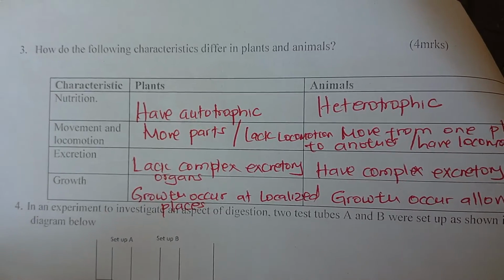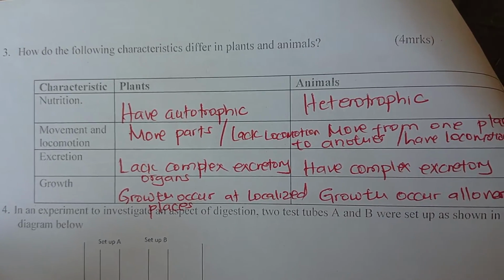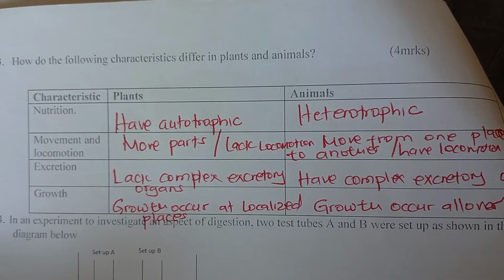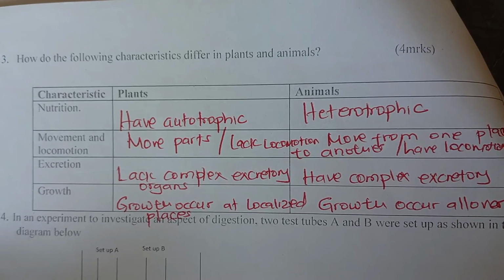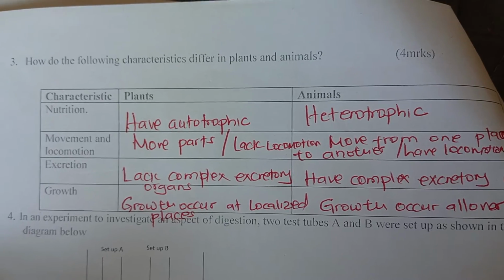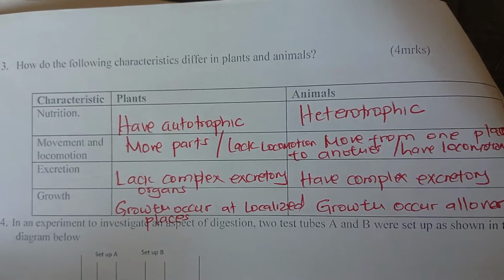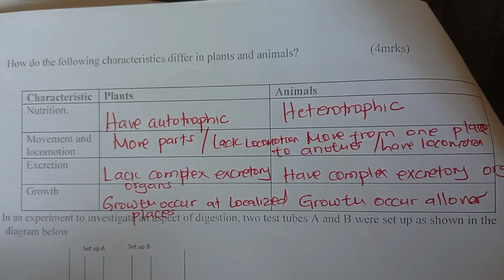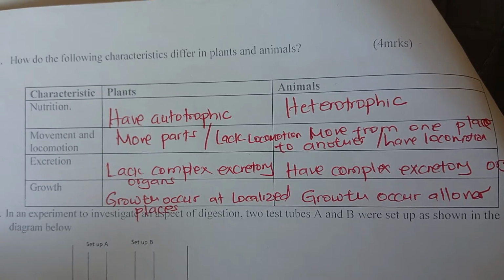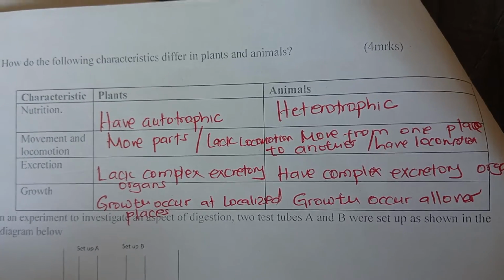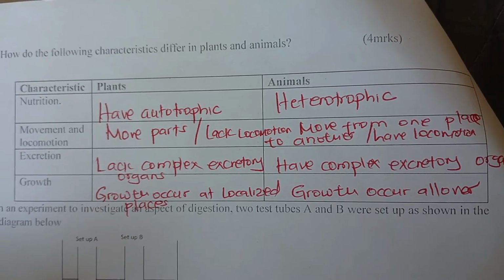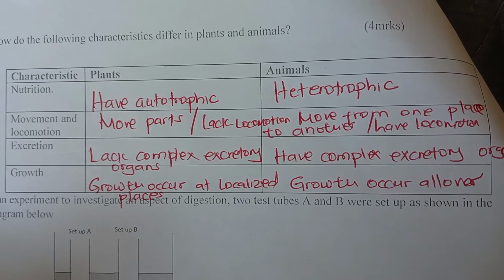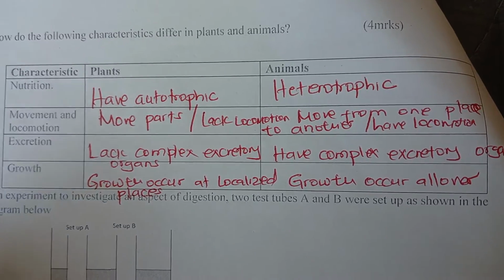Number three now, the following characteristics differ in plants and in animals. So in nutrition, you're supposed to base your answers on what you've been given there. So you differentiate the plant and animal. Nutrition: plants have autotrophic nutrition whereas animals are heterotrophic. Movement of parts: plants move parts whereas animals move from one place to another. Excretion: plants lack complex excretory organs, whereas animals have complex excretory organs. For the plant, growth occurs at localized places, normally at the meristematic tissues. In animals, growth occurs all over.